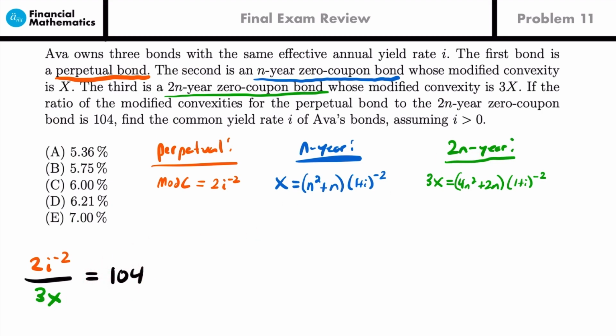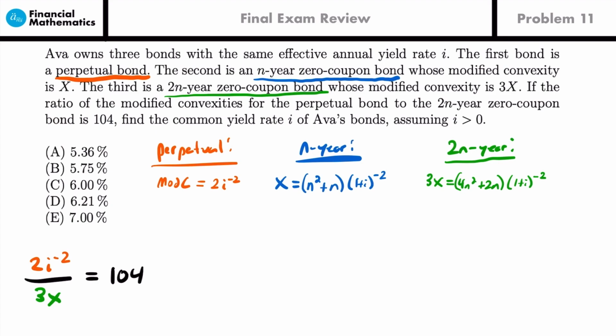Now, we'll come back to this equation in a little bit. I'm not really sure what we can do with this at the current moment in time, but something that I do notice here that could be nice to work with is that for the two modified convexities of the zero coupon bonds, we know that one is equal to x and the other is equal to 3x. So if we just divide both sides of this equation by 3, we can set these two things equal to each other because then they'll both be equal to x.